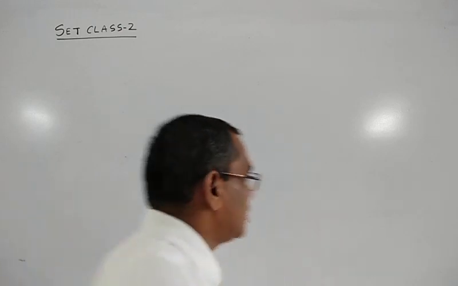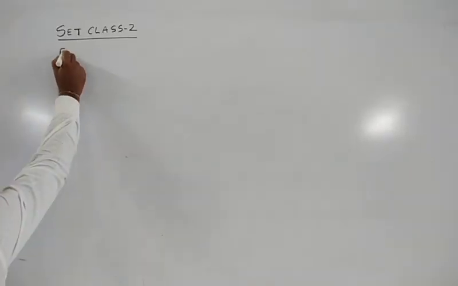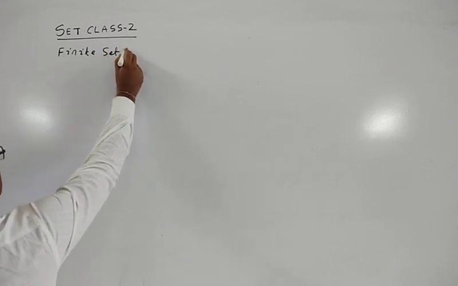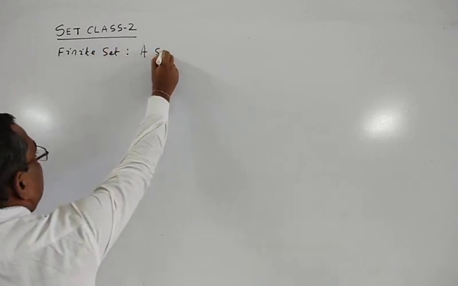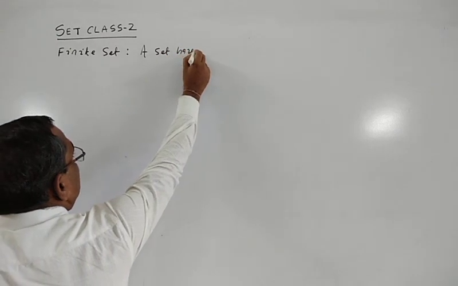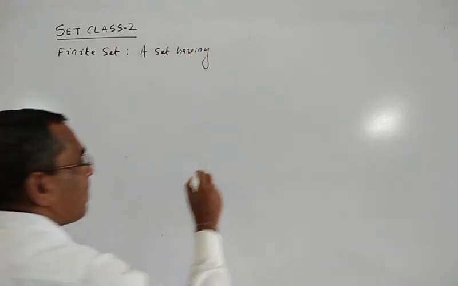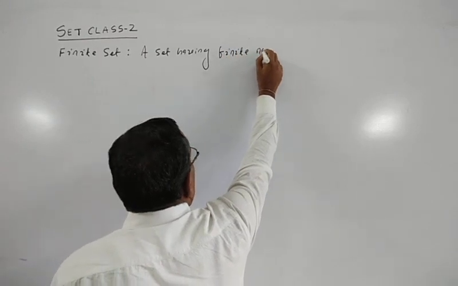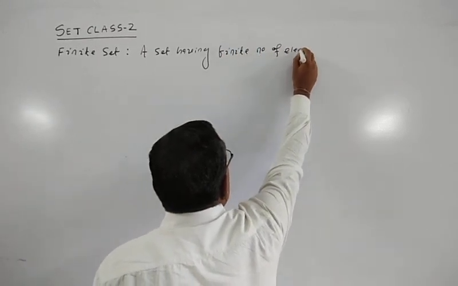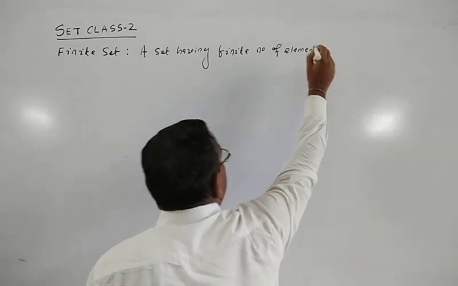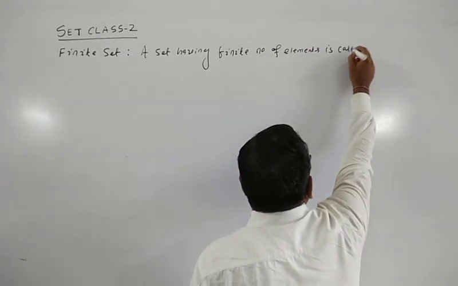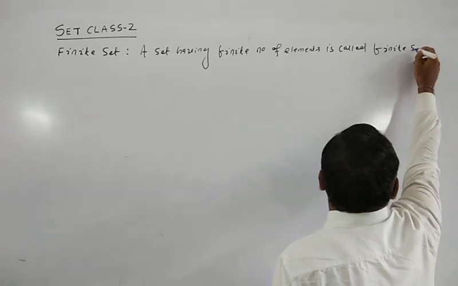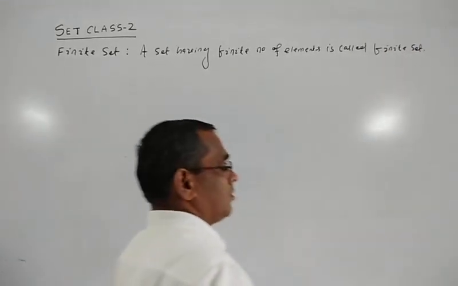Now we write these things. Finite set. A set having a finite number of elements is called a finite set.